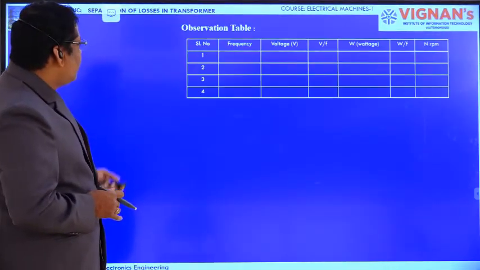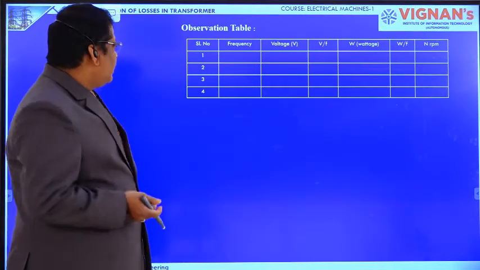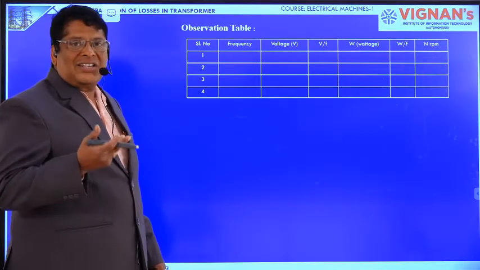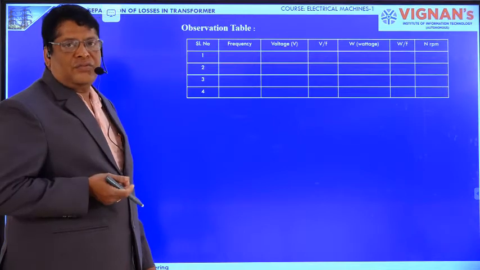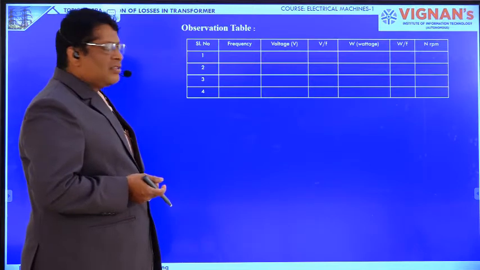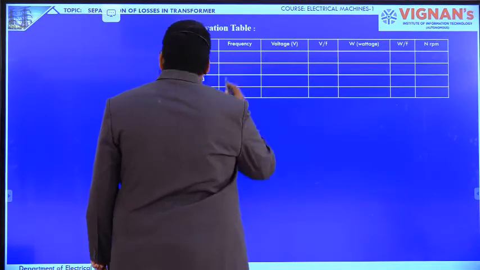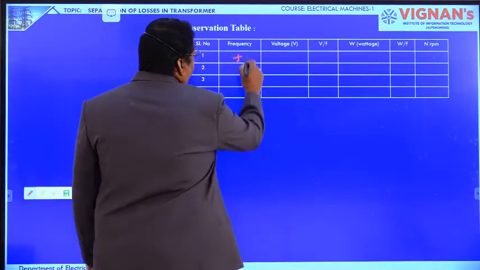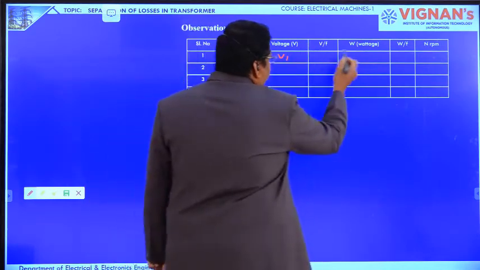This is the observation table, serial numbers 1, 2, 3, 4. Four points, because it does not need more points, as it is a straight line only. If we know 2 points, then we can easily draw that graph. See here, we have taken 4 readings. The columns are frequency F1, corresponding voltage V1, V by F ratio, and wattmeter reading.